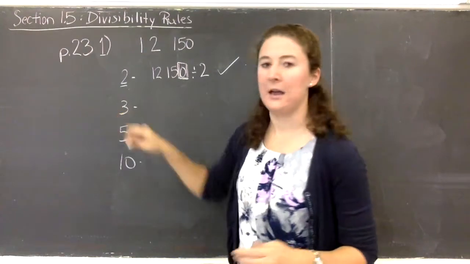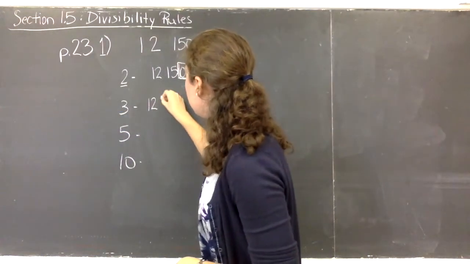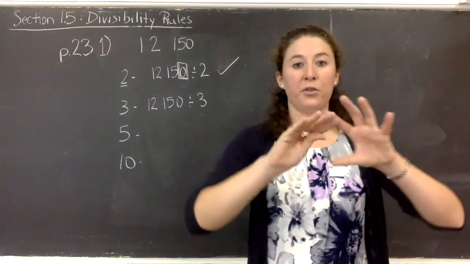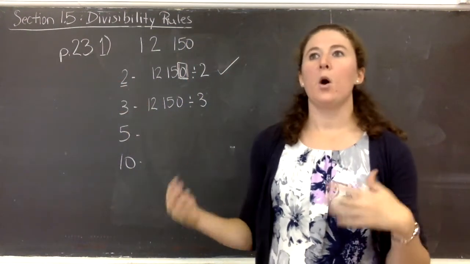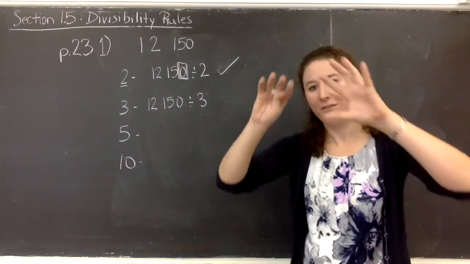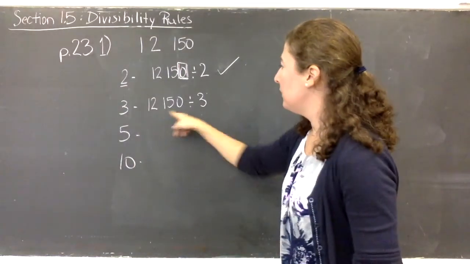What about 3? Now 3 was the tricky one. I want to know, is it possible to do 12,150 divided by 3, into 3 equal groups? I can always divide something, but sometimes I have some left over. Sometimes I have some extra. They don't fit into exactly 3 equal groups. Now, can I do this one?